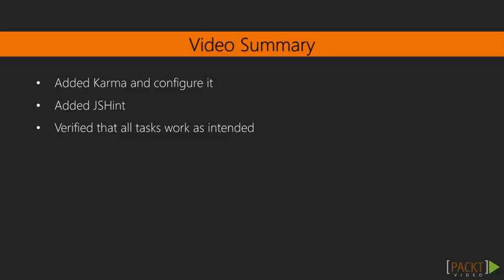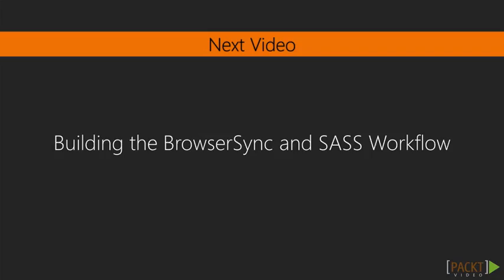Alright, great. Now we have part of our development environment set up like we want it to be, and now we can get on with developing code with confidence. We can test our code and maintain a consistent code style as well, thanks to using JSHint. In this video lesson, we've set up our development environment so that we can get started working on the actual code. In the next video, we'll build our browser sync and Sass workflow so we can serve our application and easily modify styles.